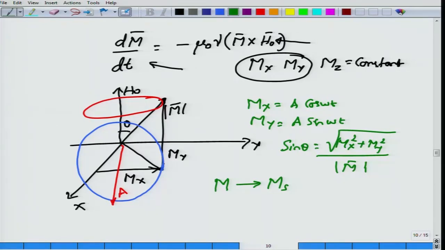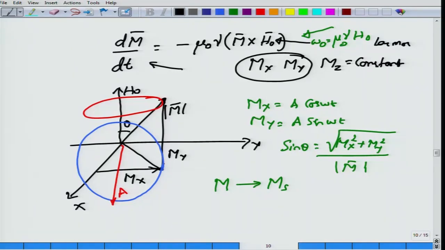Okay. So at that point, M becomes the saturation value, or M saturates to what is called the saturation value of Ms. Now, by solving this equation, you can show that this precession frequency, which is sometimes called the Larmor precession frequency or the Larmor frequency, is proportional to H0. It is given by mu naught gamma H0, where gamma can be thought of as the magnitude of gamma, and H0 is the amplitude. So this frequency omega 0, given by mu naught gamma H0, is called the Larmor precession frequency, or Larmor frequency, or simply the precession frequency.